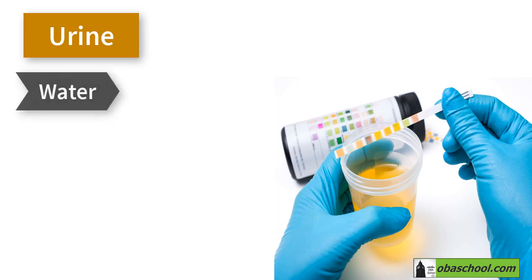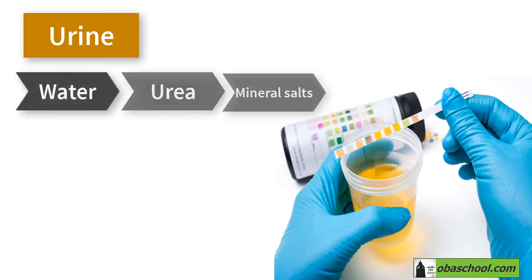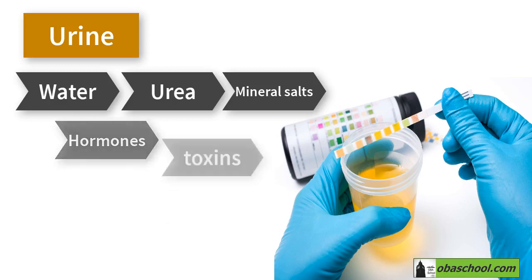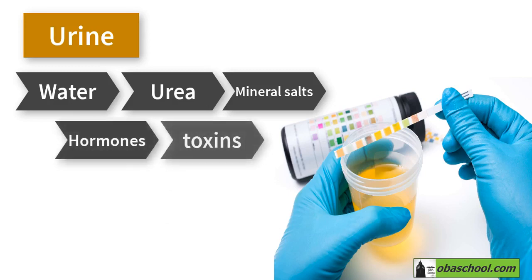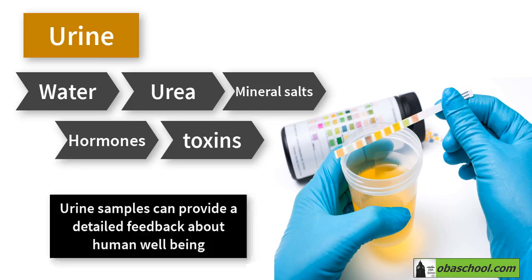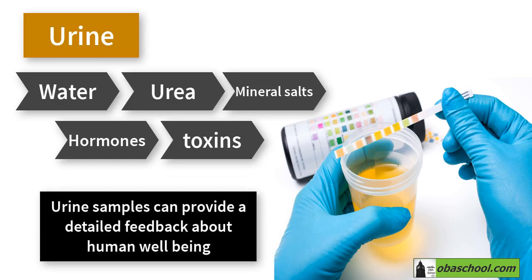Urine contains water, urea, mineral salts, and much more. It contains the breakdown products of a whole range of chemicals, including hormones and any toxins taken into the body. So, if you're affected by one of a number of different diseases, a new substance will show up in your urine. So, urine samples can provide a detailed feedback or profile about your well-being.